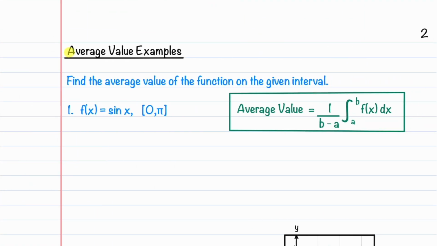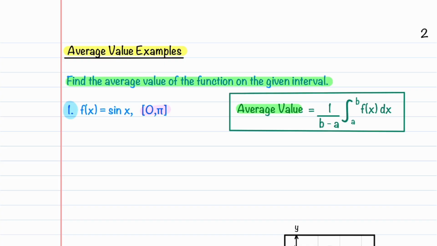We're going to walk through two examples where we're going to find the average value of a given function on a closed interval. Let's look at our first example. Our function is f of x is equal to sine x, and the closed interval is from 0 to pi. Just to make things easier, over here on the right, I have written down the formula for the average value of a function on a closed interval.